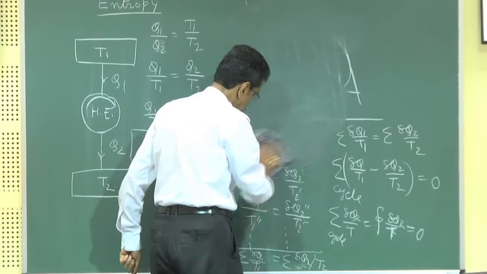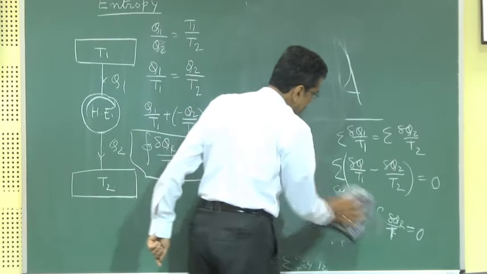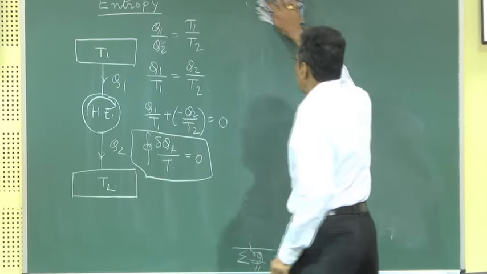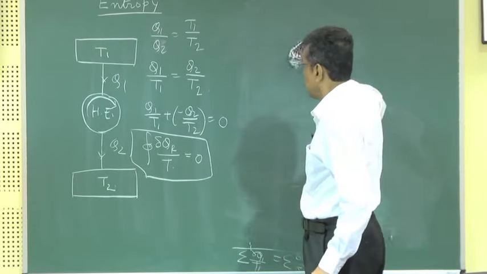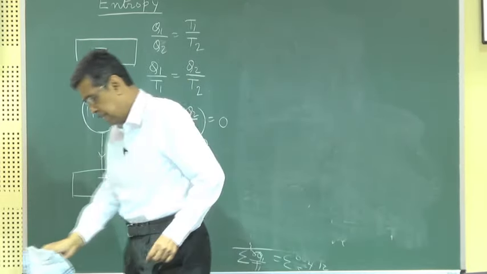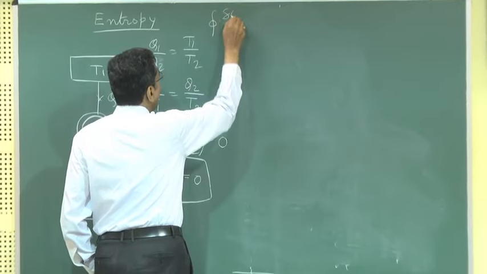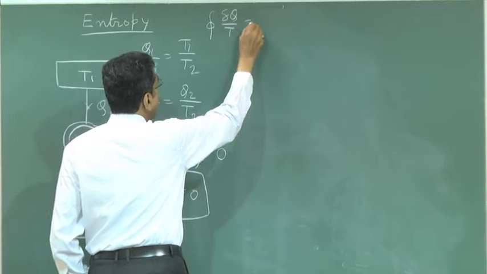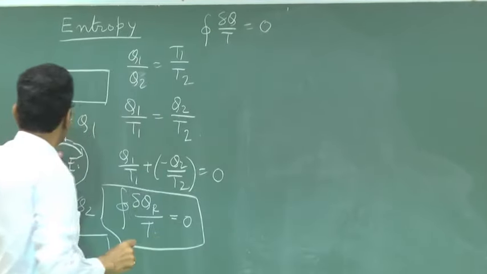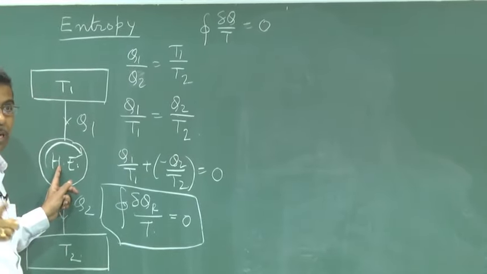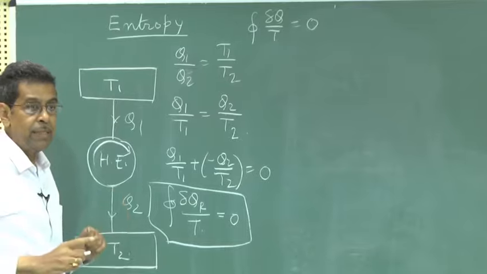Now, a very important concept is this delta QR by T for a cycle, if the cycle is reversible, totally reversible. Now reversibility is of two types, internally reversible and externally reversible, I tell you.